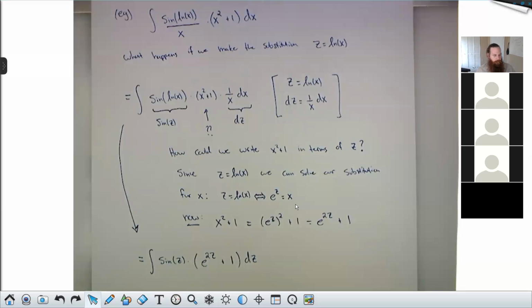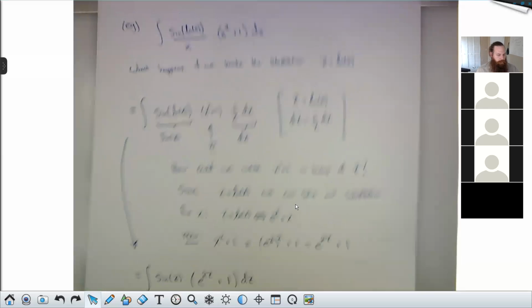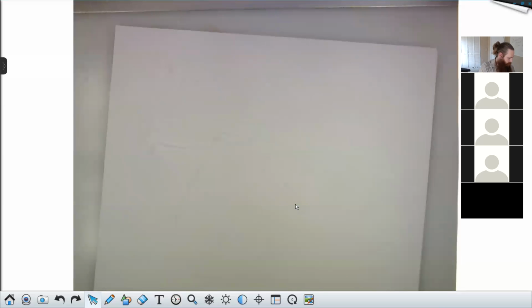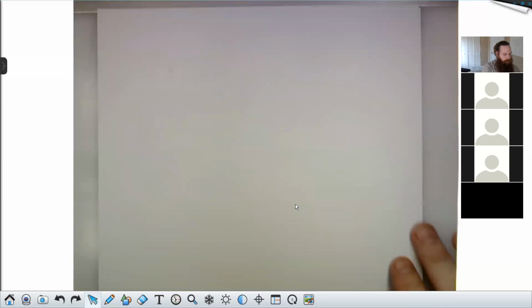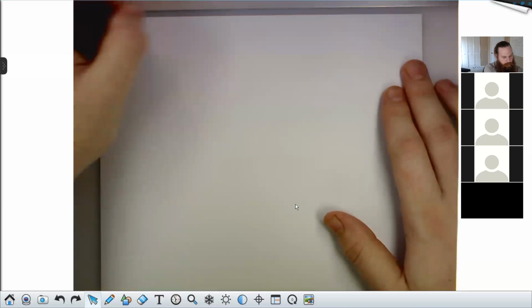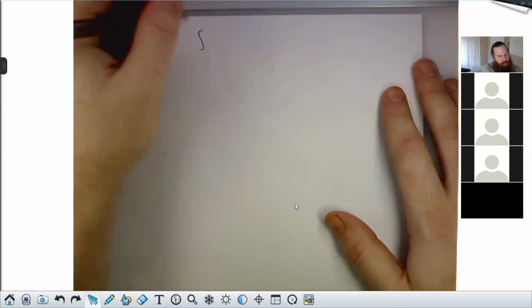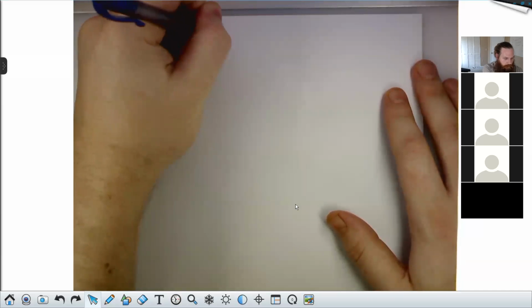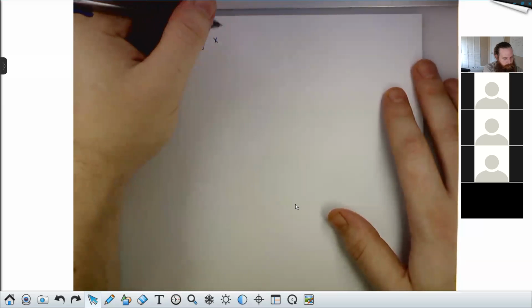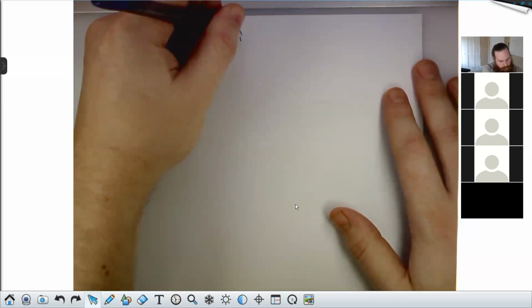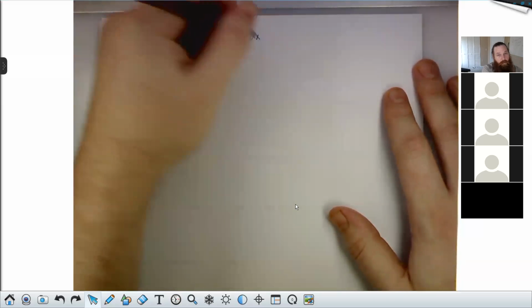Okay. I want to show you one slightly simpler example of something like this where we can follow up and finish the integral. Let's evaluate the integral of x times the square root of x minus 1 dx.